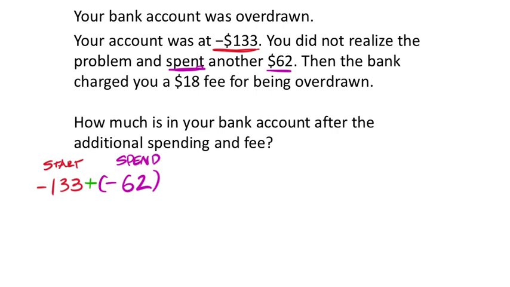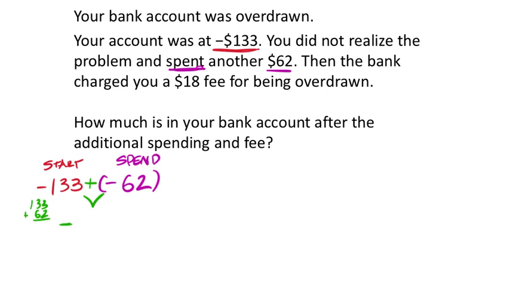Now, since it's spent, we already owed the bank money, and we just spent more money out of the bank. That means we owe the bank more money. I'm just trying to explain why adding 2 negatives makes it more negative. So there's my negative sign. Then I can take the two numbers, 133 and 62, and just add them together. This is just after the spending, how much we would then owe the bank.